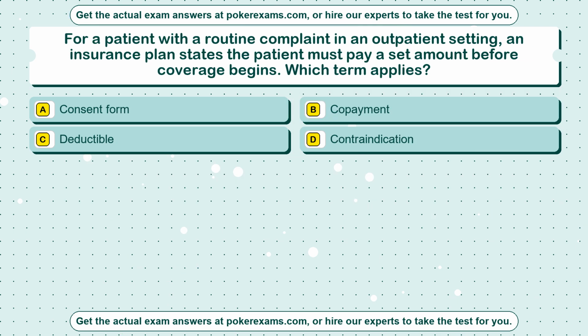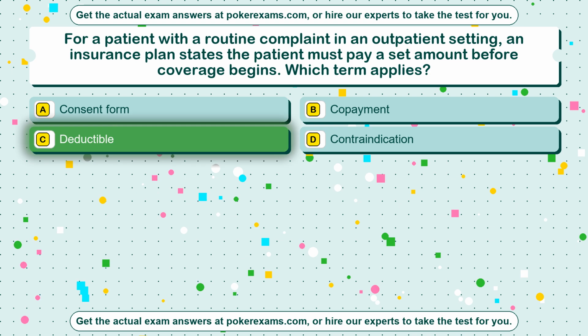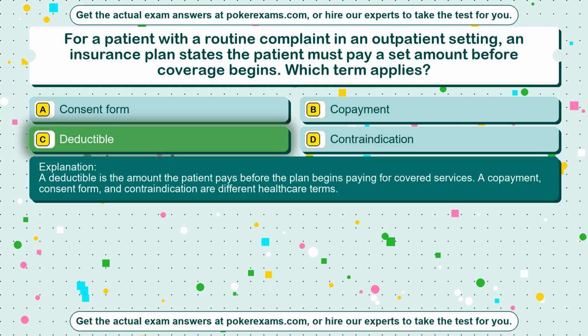Question 69. For a patient with a routine complaint in an outpatient setting, an insurance plan states the patient must pay a set amount before coverage begins. Which term applies? Option A, consent form. Option B, copayment. Option C, deductible. Option D, contraindication. The correct answer is option C, deductible. A deductible is the amount the patient pays before the plan begins paying for covered services. A copayment, consent form, and contraindication are different healthcare terms.